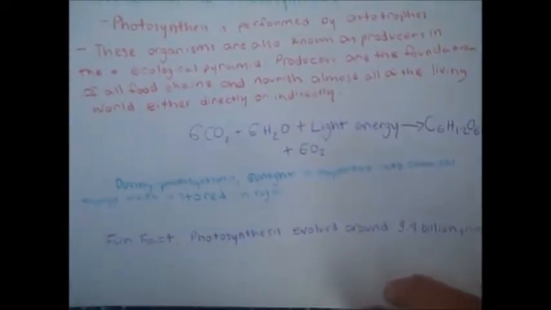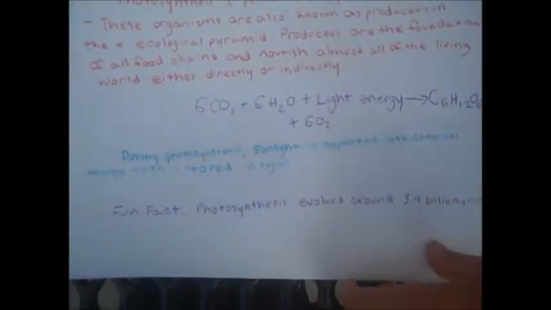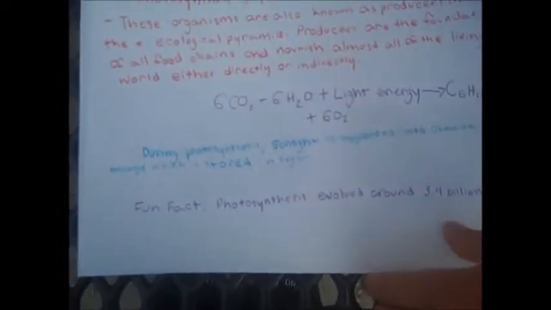Here's the chemical equation for photosynthesis. During photosynthesis, sunlight is converted into chemical energy, which is stored in sugars. Fun fact, photosynthesis evolved around 3.4 billion years ago.